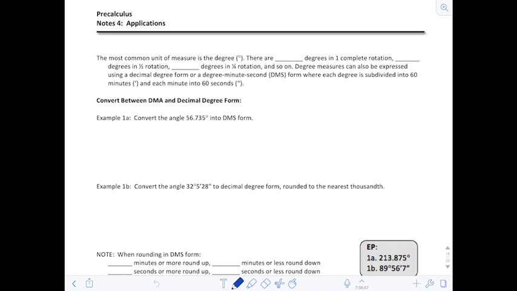So the most common unit of measure is the degree. There are, as we know, 360 degrees in one complete rotation, 180 degrees in half a rotation, 90 degrees in 1/4 of a rotation, and so on. So degree measures can also be expressed using a decimal degree form, which we've seen, or a degree minute second form, and this will be kind of new to you.